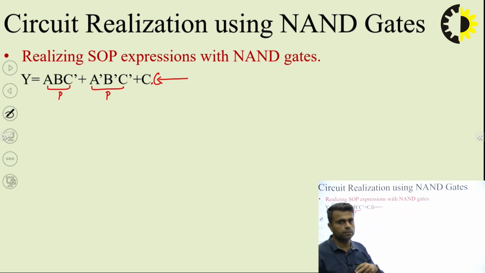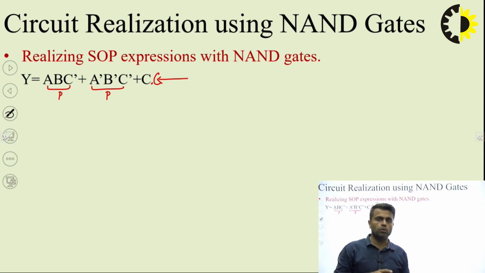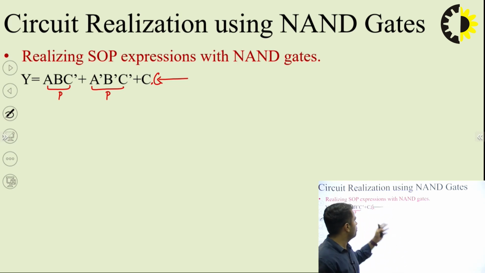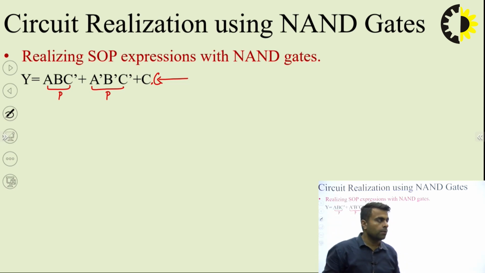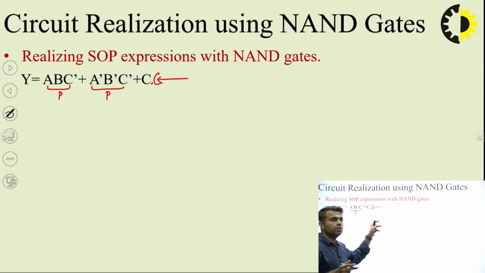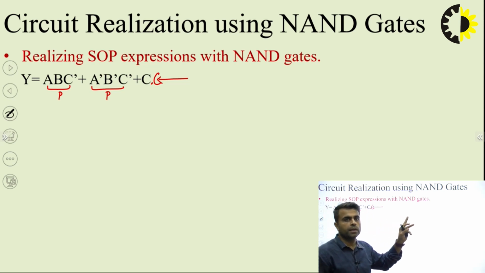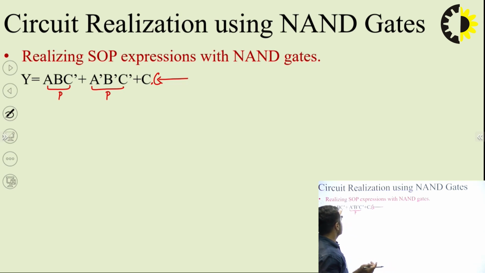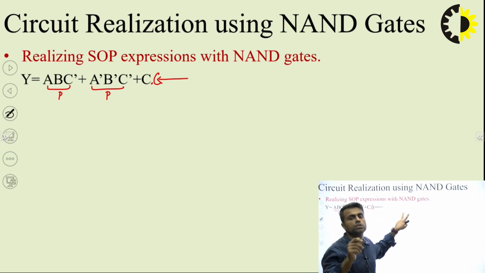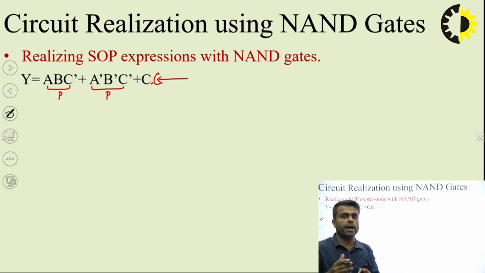I can do this because it is within the laws of Boolean algebra that if a variable is multiplied with itself, it remains unaffected. But by doing this, now this expression can be visualized as having three products. First product is ABC complement, second product is A complement, B complement, C complement, and third product is C dot C. Now it is in the form of AND OR realization, and we can prepare the circuit like this.